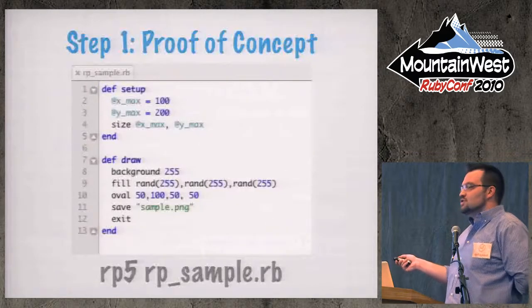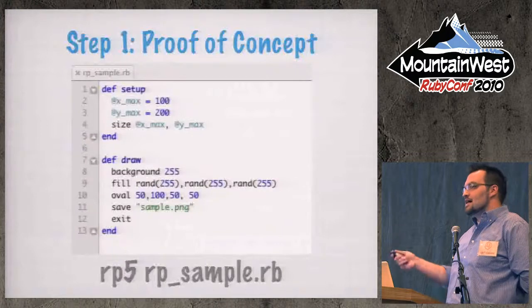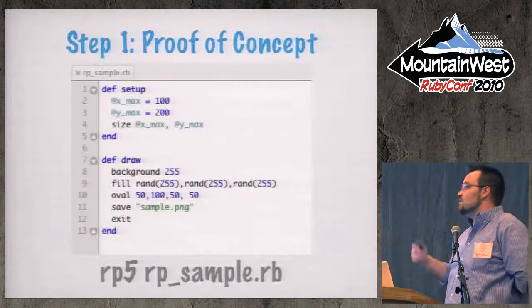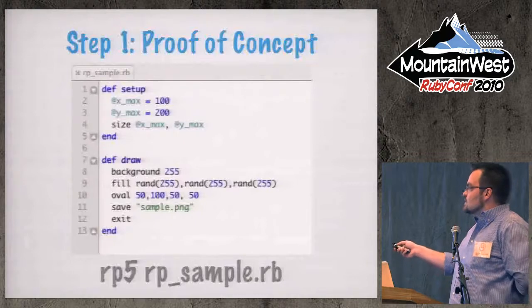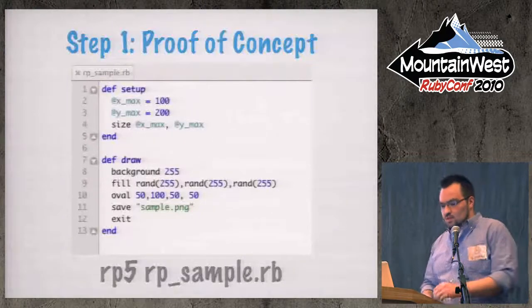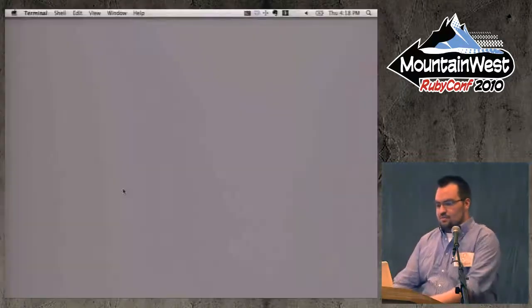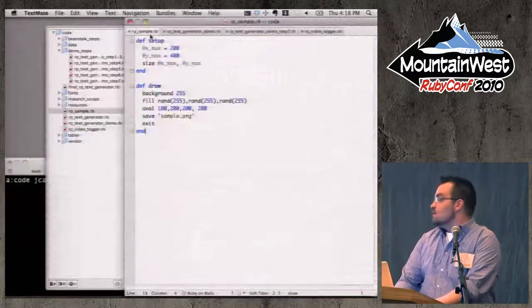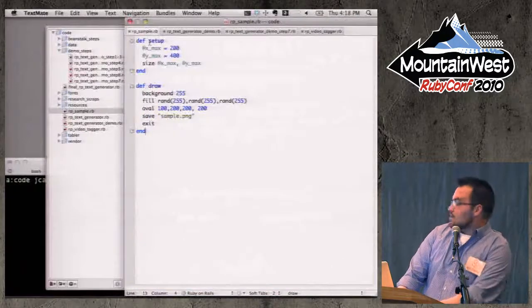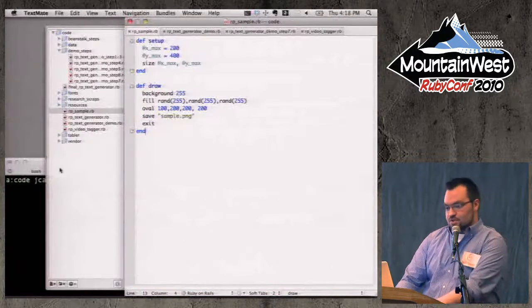If you name it .png, it outputs a PNG. If you name it .gif, it uses GIF, TIFF, JPEG, whatever. Once it hits exit, it stops execution. So this draw is actually only going to get run one time. I call this proof of concept because I just wanted to make sure that it was possible to output files from Ruby processing. So this is the same sketch I just showed you.